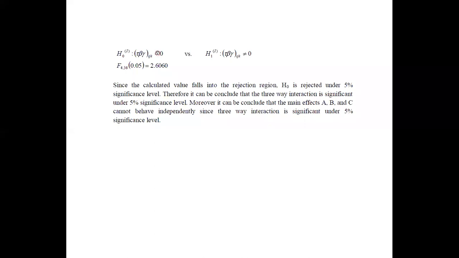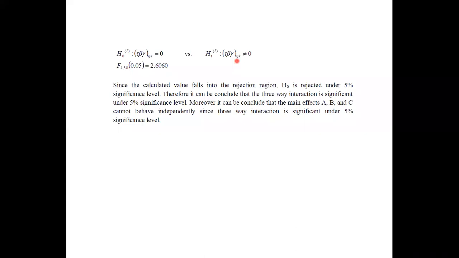First of all, you need to test for the three-way interaction. If it is not rejected, test for all possible two-way interactions. If all of them are not rejected, then check for all possible main effects. And if this is rejected, then we cannot say that there is an effect from factor A as well as B as well as C as a combination. Therefore, since the three-way interaction is present, factors A, B, and C cannot behave independently.